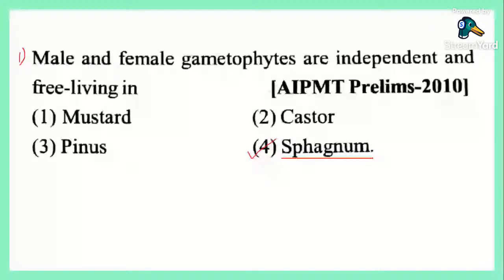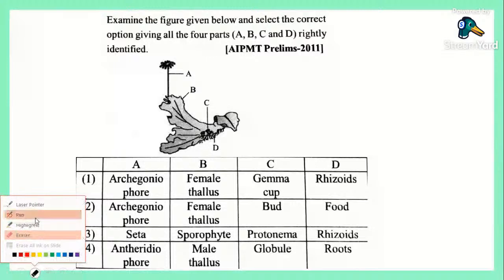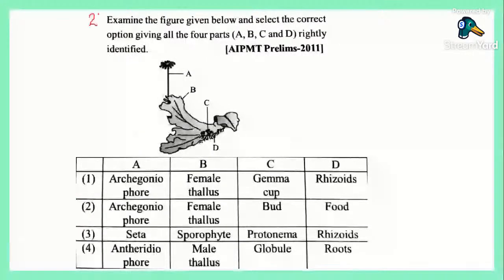Question number 2 is on the screen right now. Examine the figure given below and select the correct option giving all four labelings, that is A, B, C and D, correctly identified. Look, what is this A? It is the archegoniophore, right?